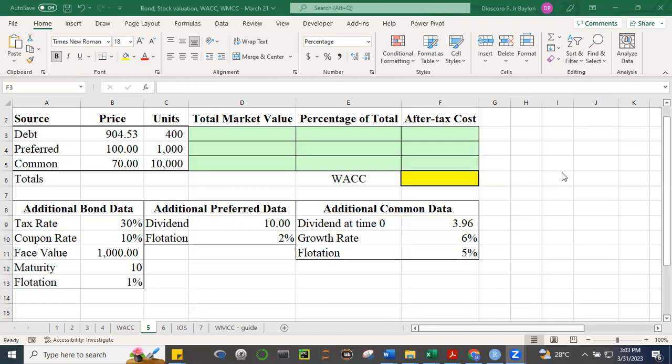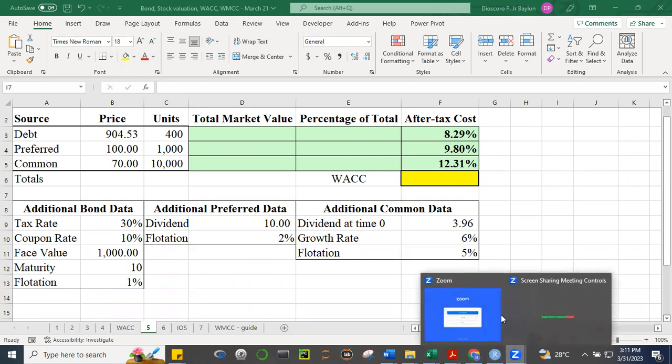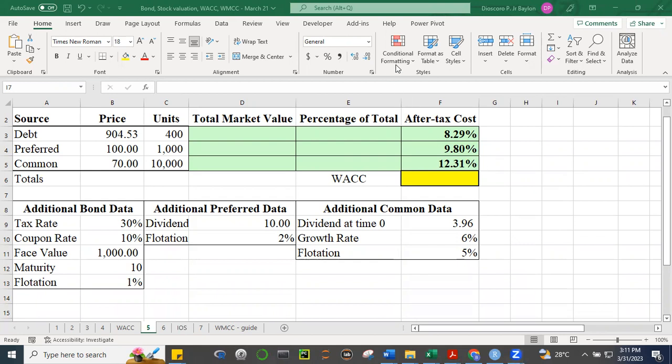I'll share screen now, resume share. Okay, so this is what I'm getting. Kindly check, please. So, cost of debt ko, 8.29%. Si preferred ko, 9.8. Tsaka si common, 12.31. Okay, I think I got the same answer as Luis, pareho kami ni Luis sa common stock. Okay. Sige, let's do this together, class.